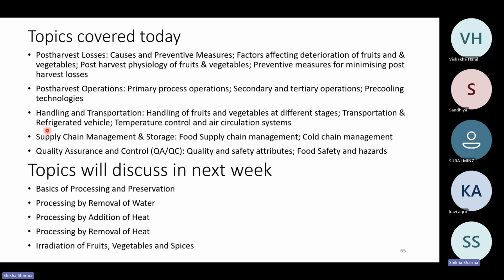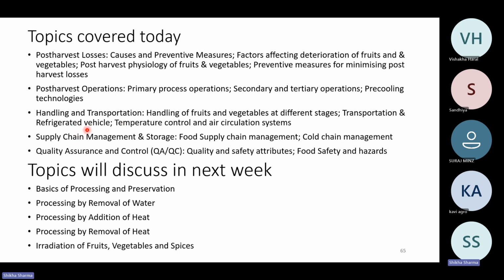So we discussed post-harvest causes and preventive measures, factors affecting deterioration of fruits and vegetables, post-harvest physiology of fruits and vegetables, and then preventive measures for minimizing post-harvest losses. Then we discussed post-harvest operations, primary, secondary, and tertiary process operations, pre-cooling technologies, hydrocooling, cryogenic cooling, and then handling and transportation of fruits and vegetables at different stages.